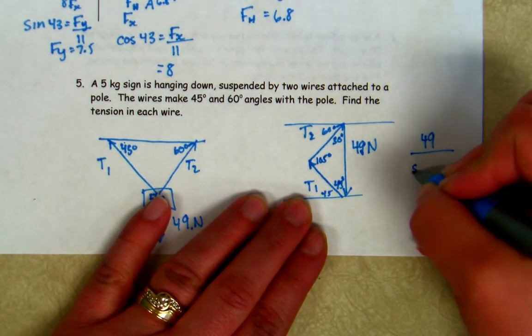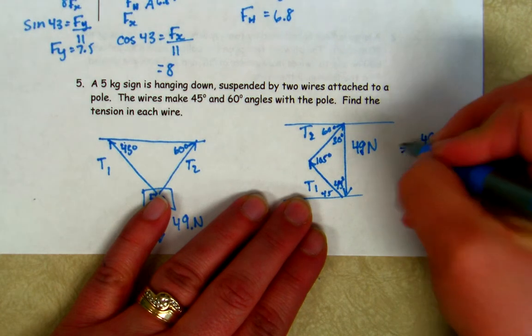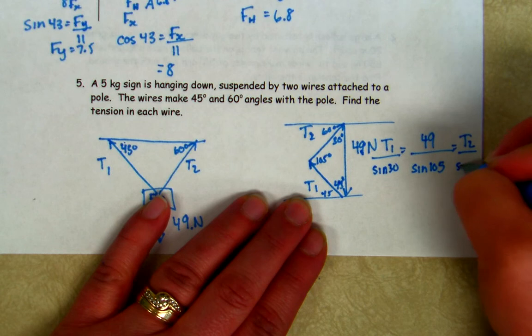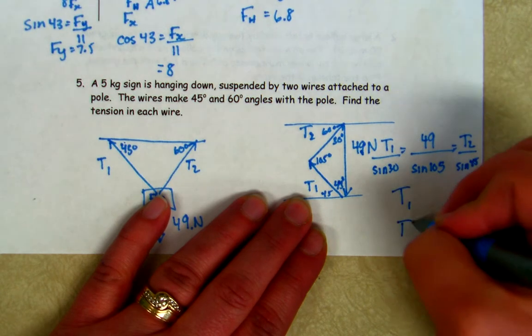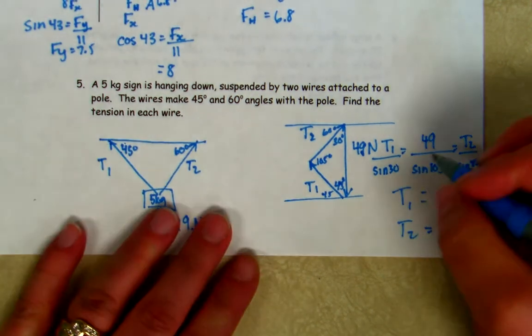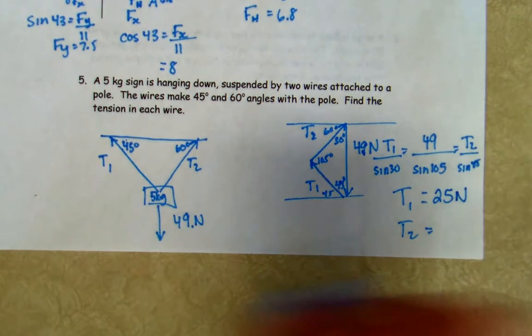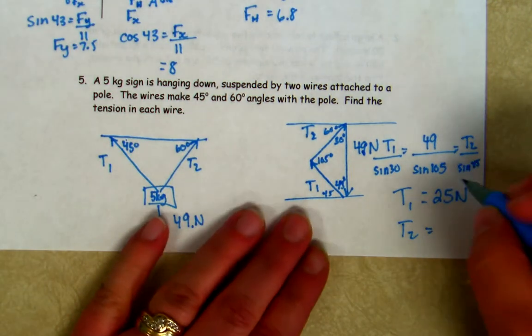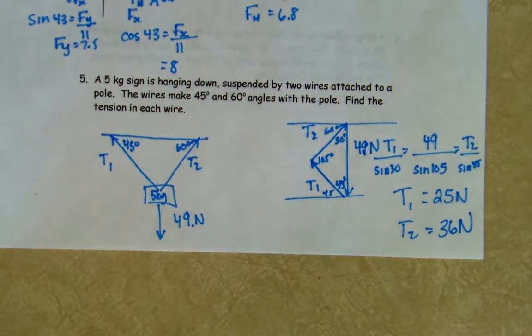So 49 over the sine of 105 is the same as T1 over sine 30, or T2 over sine 45. And I'm going to let my calculator do my work for me. So 49 times sine 30 divided by sine 105 gives me 25 newtons. And 49 times sine of 45 divided by sine 105 gives me 35.8, so 36 newtons.